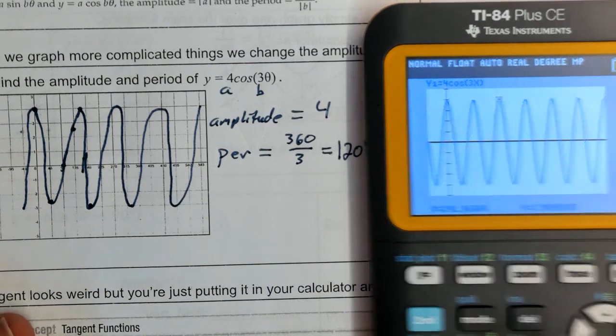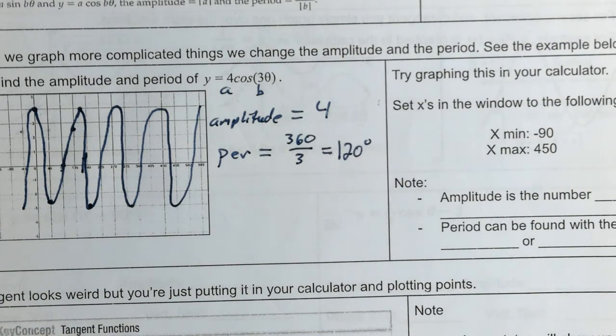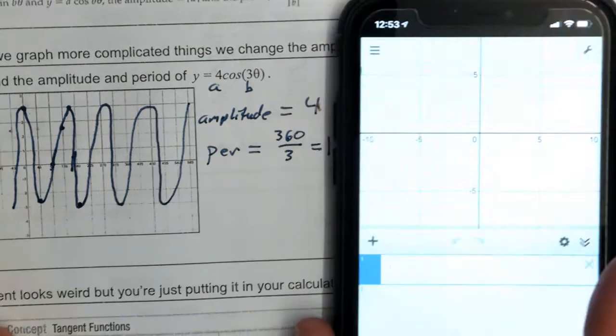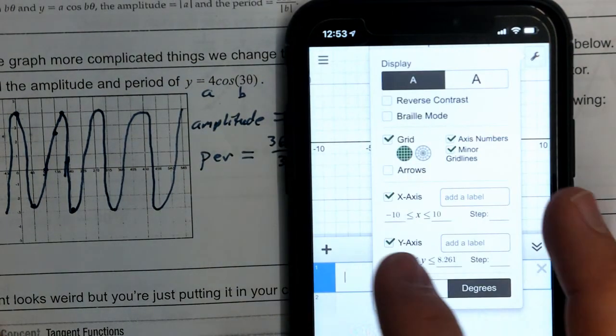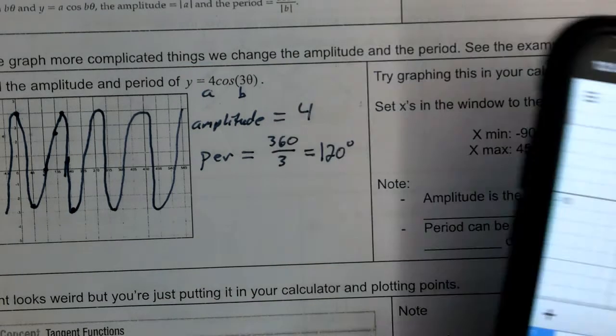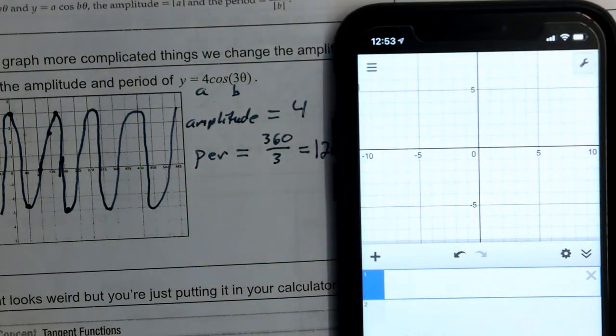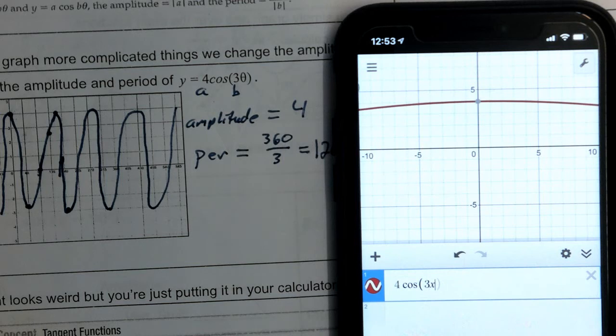But that's the idea. In Desmos, the first thing that you have to do is make sure that you're in degree mode. So you hit the little gear. You're going to flip it to degrees. You're going to put in your curve. And so it would be 4 cosine of 3 times x.